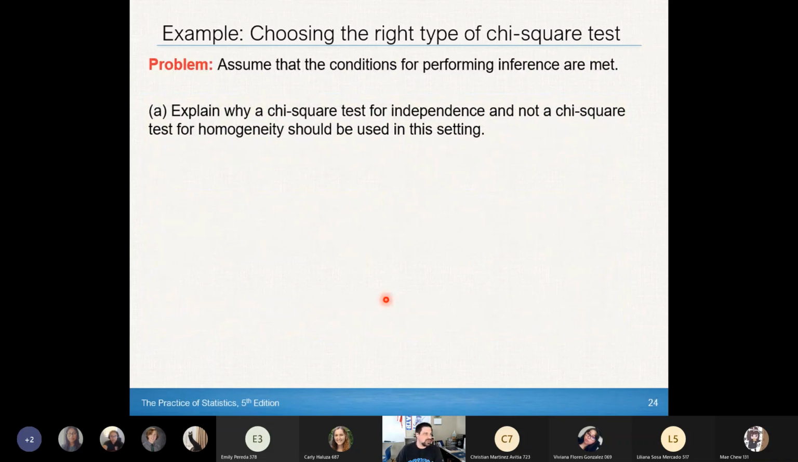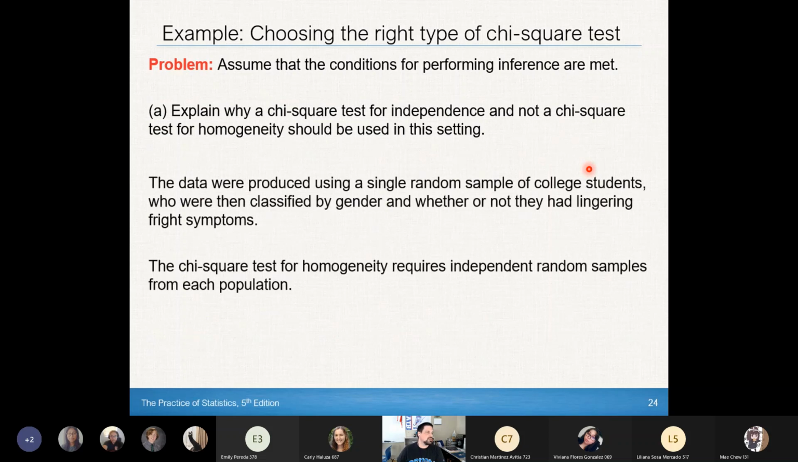Explain why a chi-square test for independence and not a chi-square test for homogeneity should be used in this setting. And again, we're assuming the conditions have been met. The data were produced using a single random sample of college students who were then classified by gender and whether or not they had lingering fright symptoms. The chi-square test for homogeneity requires independent random samples from each population. Is there anything I can clarify about the difference between these two tests?